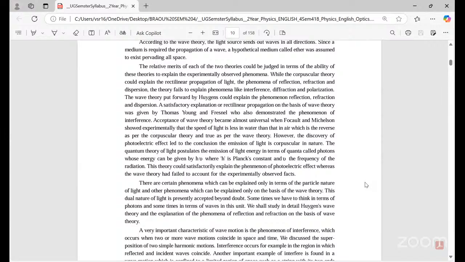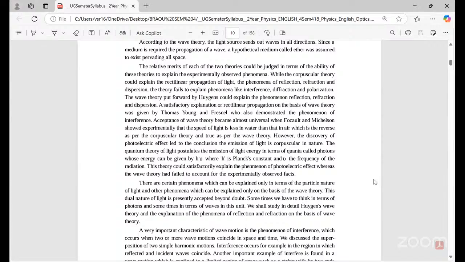Then Foucault and Michelson, with the Michelson-Morley interferometer, showed experimentally that the speed of light is lesser in water than in air. So what is the value of the speed of light, Andy? 3 into 10 power 8 meter per second, or 3 into 10 power 10 centimeter per second. That is the speed of light. So the speed of light is less in water than in air, and this is the reverse of what the corpuscular theory predicts, according to the wave theory.